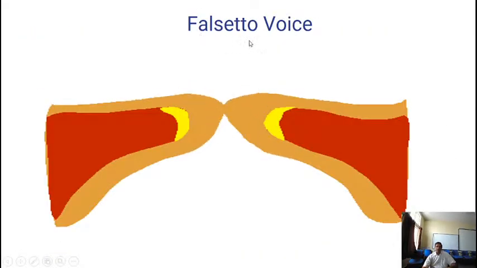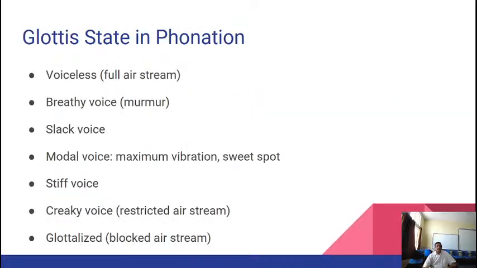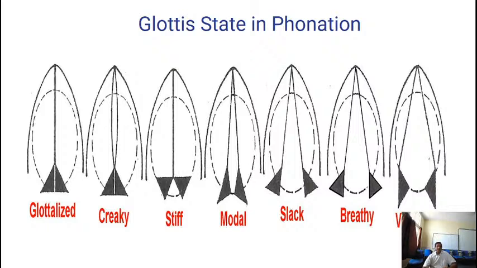Voice used by the singers with a high pitch. Not much activity in the vocal cord, vocal ligament and the muscle. It's just the mucosa. High vibrations occur and give rise to that falsetto voice. So with this, they have also found out various states, various grades of the vocal cords.